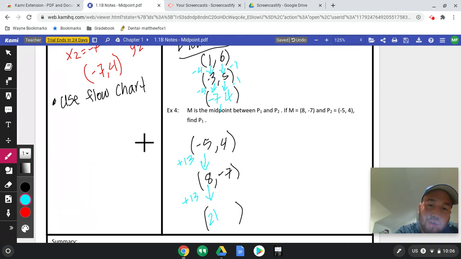Now this next side, the y side, to go from 4 to -7, it's subtracting 11. So we're going to have to do it again. If we have -7 and we subtract 11, -7 minus 11 will result in -18. And we have the coordinate 21, -18 as our answer.